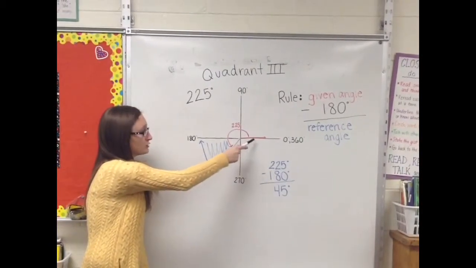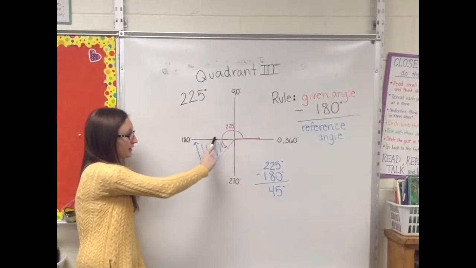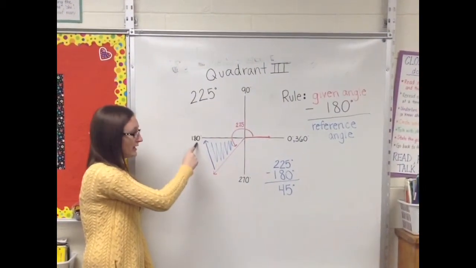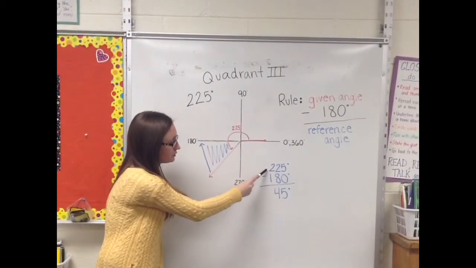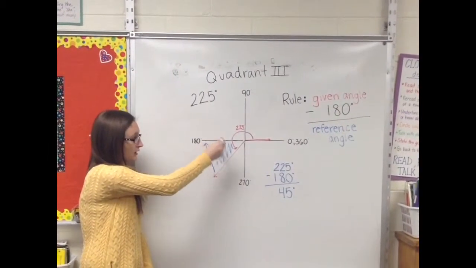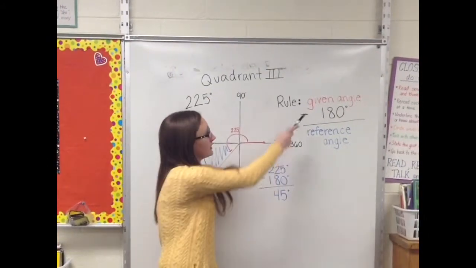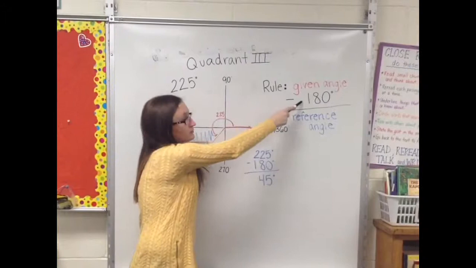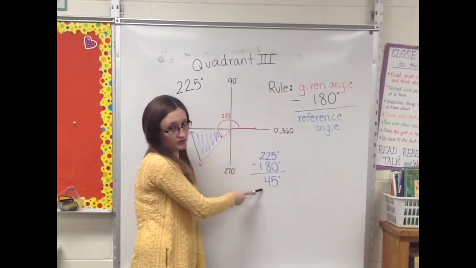If we know that 225 degrees goes from here to here, but 180 only goes from here to here, we need the difference between 225 and 180 to find the reference angle. So you subtract 180 from 225 and we get 45 degrees, which means that this angle here is 45 degrees. The rule for quadrant 3 then is you take your given angle, in this case 225 degrees, you subtract 180 degrees and that'll give you your reference angle. In this case it was 45 degrees.